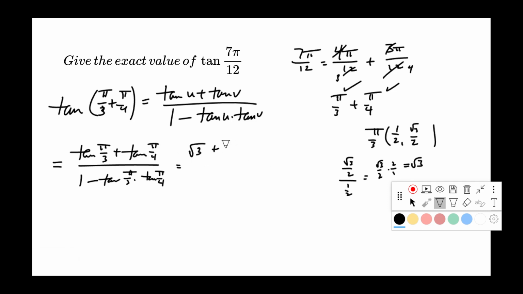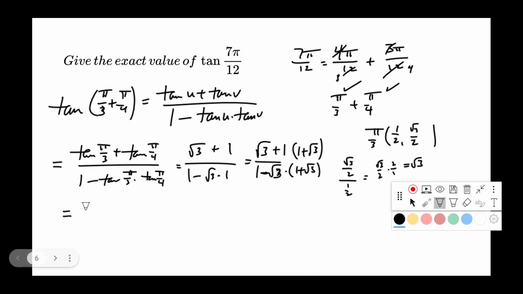Tangent of pi over 4. That's 1. Over 1 minus tan pi over 3 is root 3. Times 1. So this is root 3 plus 1 over 1 minus root 3. Now, you can rationalize this. You can multiply top and bottom by 1 plus radical 3, multiply by the conjugate to remove the radical in the denominator.